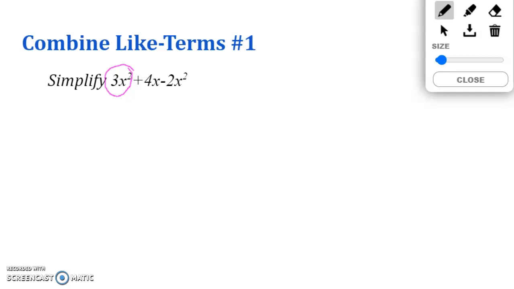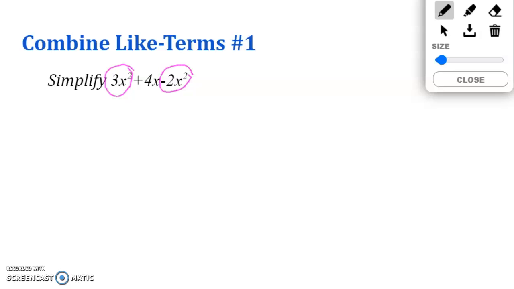and I see this negative 2x squared. Remember this negative sign? Students forget that the negative sign there belongs to the number that follows. So this is negative 2x squared. It's not just 2x squared. This is negative 2x squared. So we can combine these two.